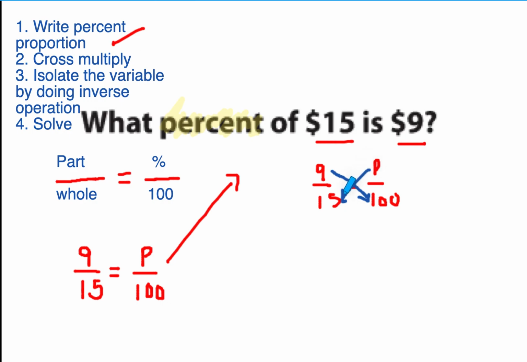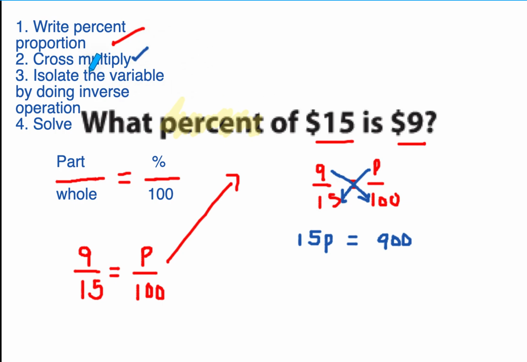So P times 15, well, I don't know what P is. I can only stick it together to show that it's being multiplied. I'm going to put it over here. The arrow literally points to where you have to drop it. Then 9 times 100 is 900. And then we're going to bring the equal sign down. We just cross multiplied here.